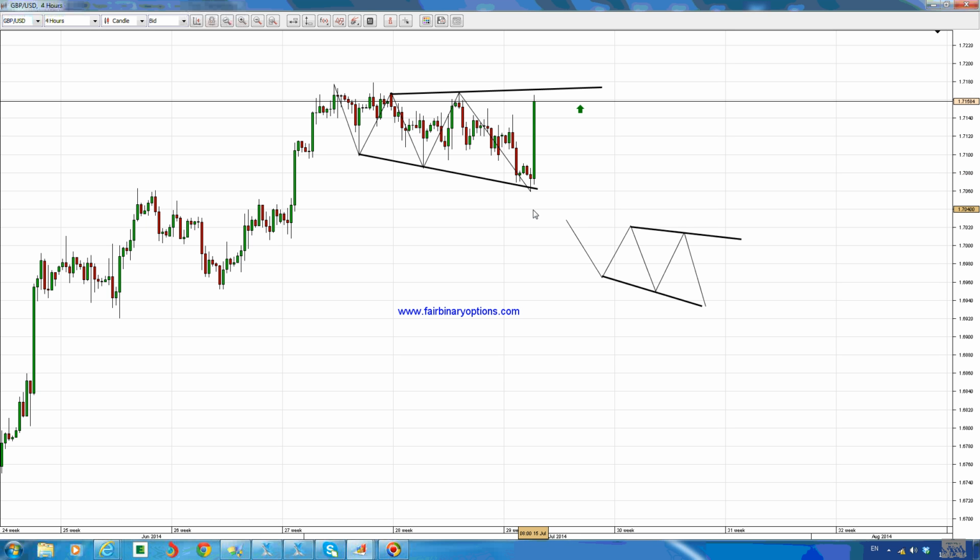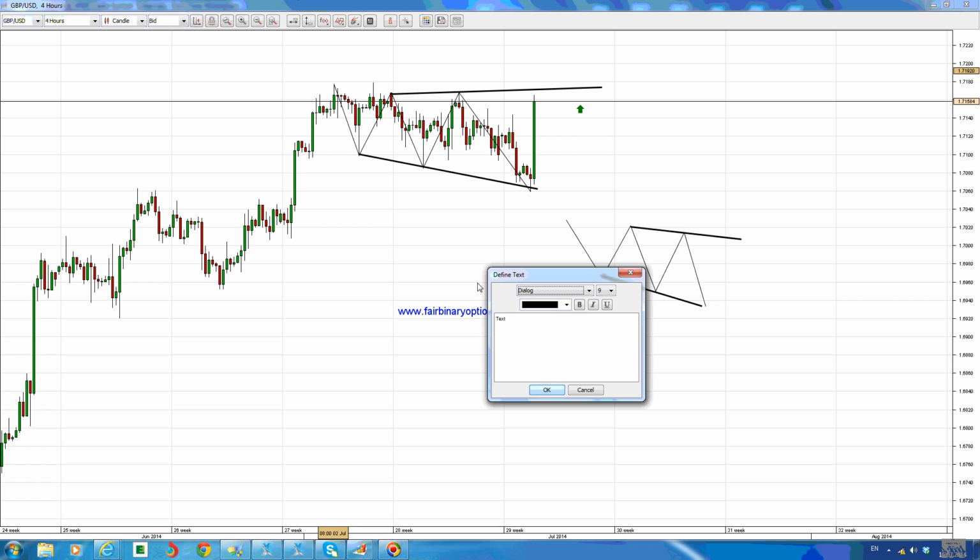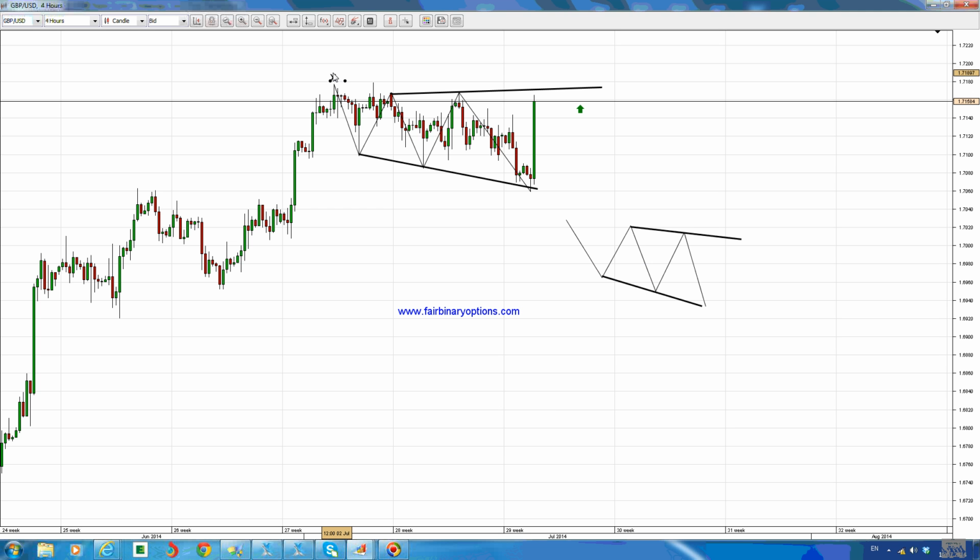From my point of view, this triangle ends a second wave, and this second wave will be an X wave of a bigger degree. Let's say here that this would be an X wave of a bigger degree, and then the whole pattern to be labeled, of course, A, B, C, D, E.